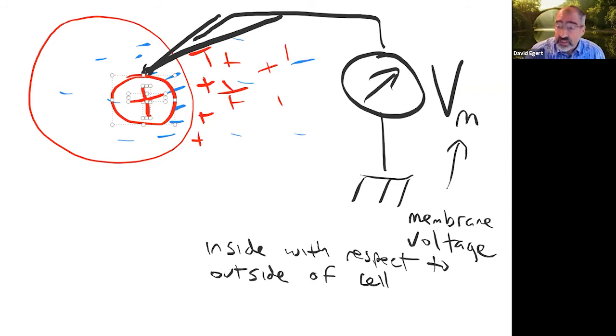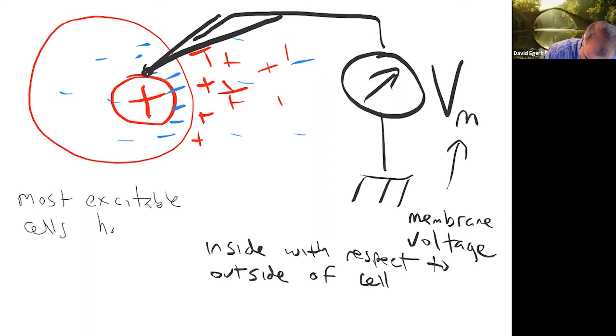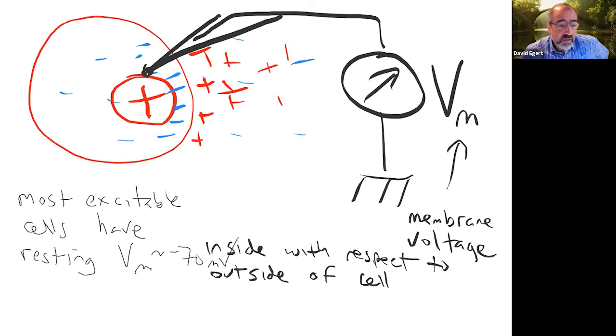So we're going to see, particularly in excitable cells like neurons and muscle cells, most cells tend to have a resting membrane voltage of around -70. So I'll write that just as a little teaser for a little later. -70 millivolts. Volts is just the measure of electric potential.